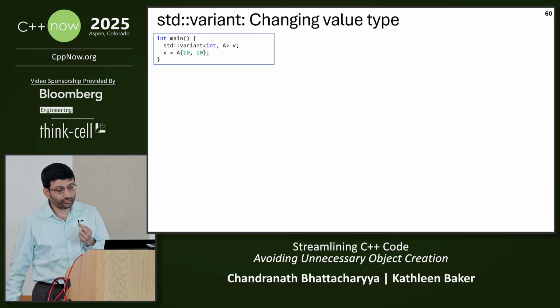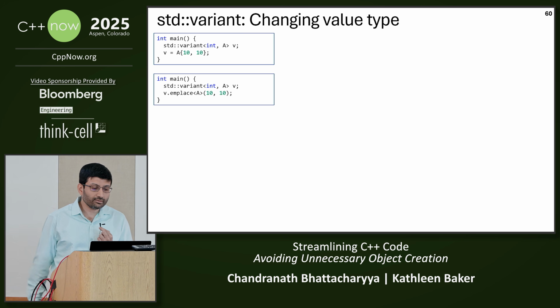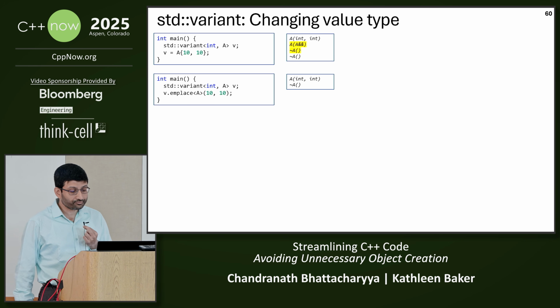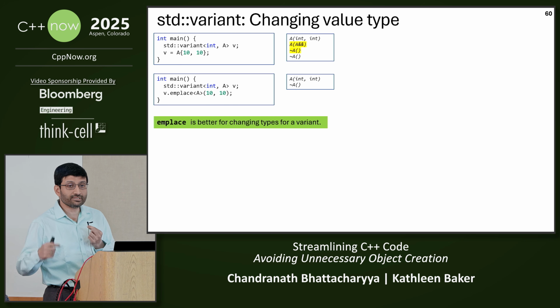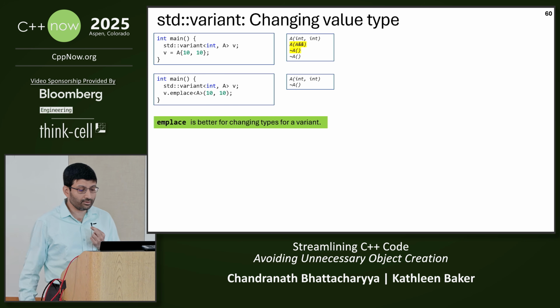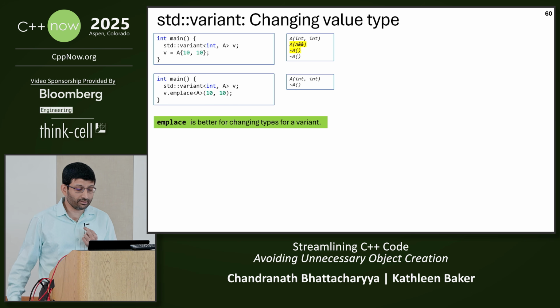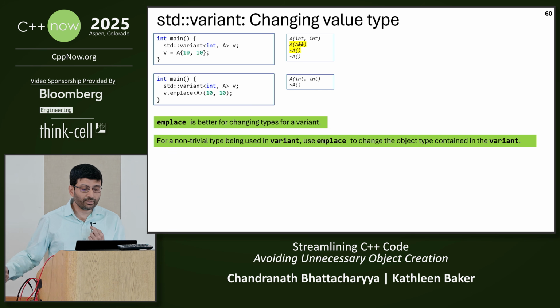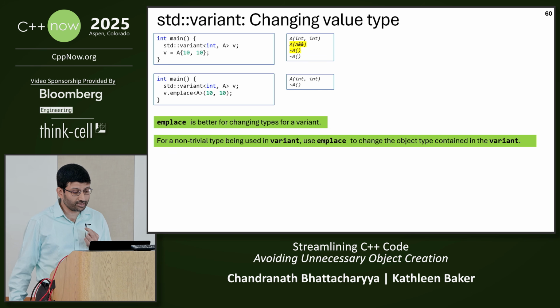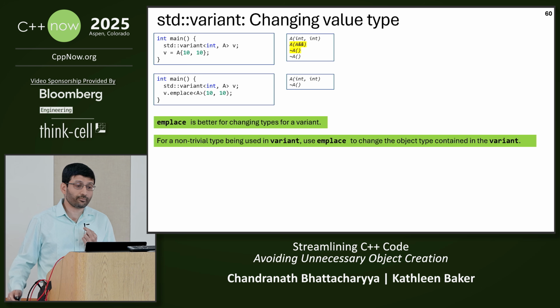So this is one way to do it. This is another way to do it using in-place. And as you can see from the output, in-place gives us in-place construction. Okay, so it's better for changing the type of the variant. So that becomes our guidance, that for a non-trivial type being used in variant, use in-place to change the object type contained within the variant.